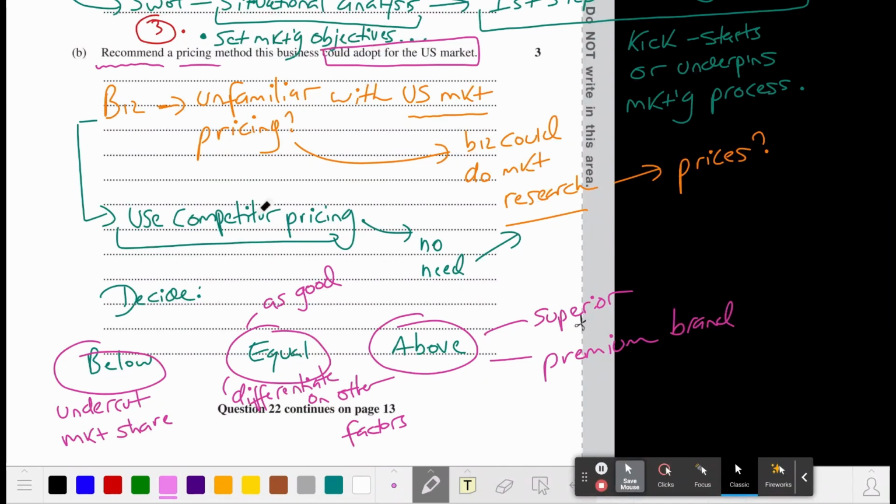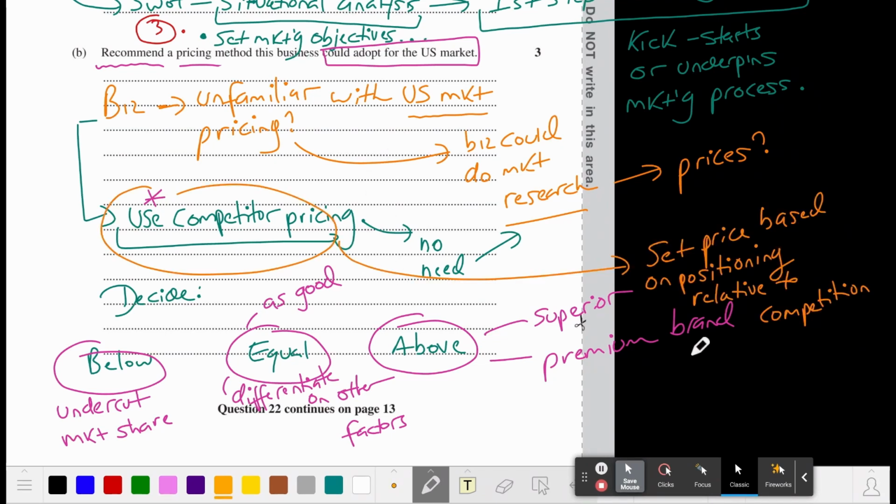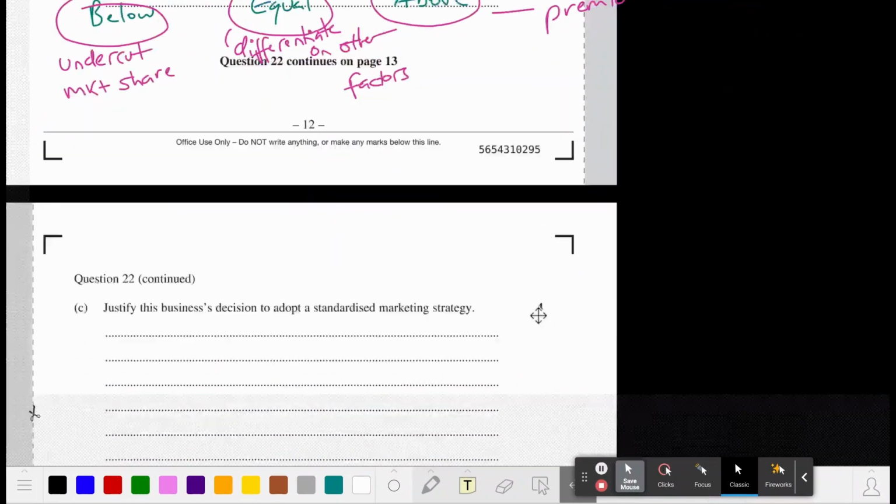So you could say, okay, we recommend that the business uses competitive pricing because there's no need for market research. We can just base the price on where we want to position ourselves in relation to the competition and then set out the options. And that's how we would go about doing that. Okay, so let's go to our third part for this question.